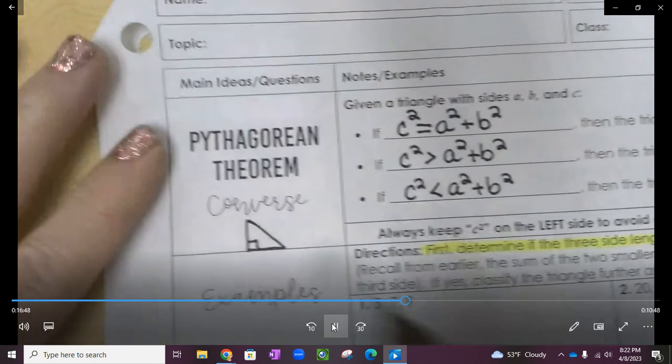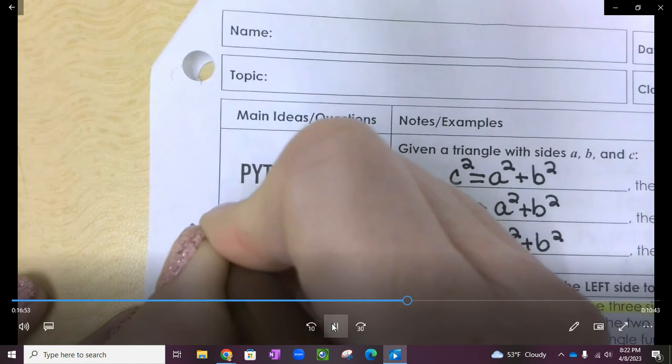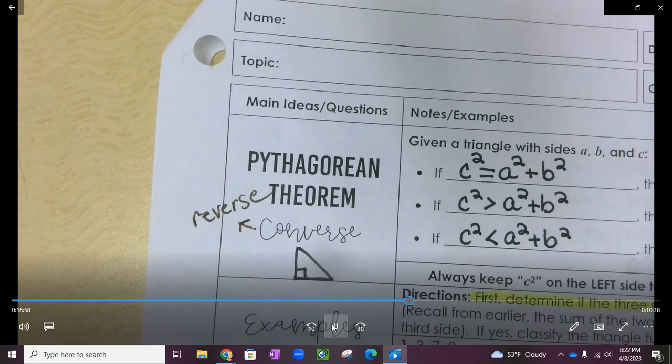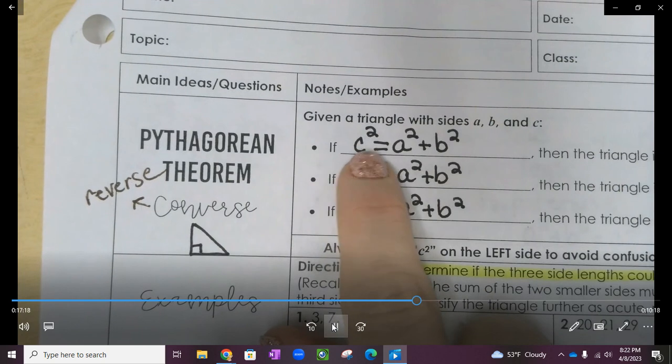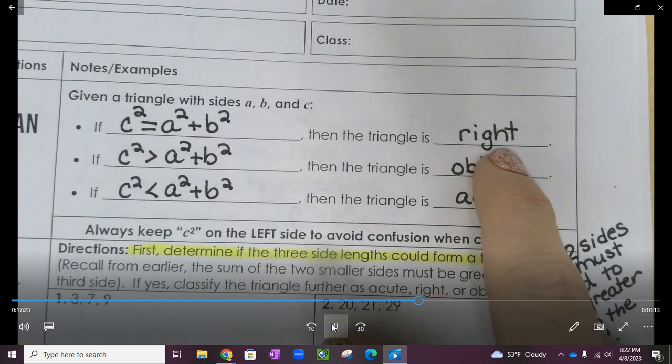So the definition of converse is the reverse of a postulate or theorem. The Pythagorean theorem says if you have a right triangle, then a squared plus b squared is going to equal c squared. If we switch that around and do it backwards, it's going to say: if c squared equals a squared plus b squared, then the triangle is right.